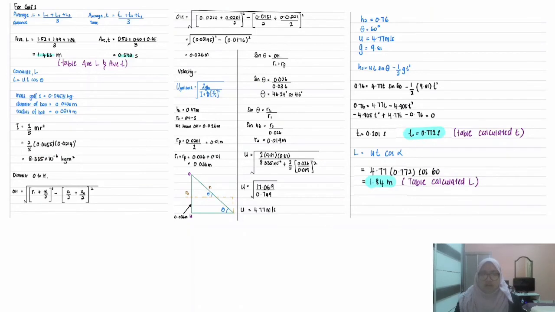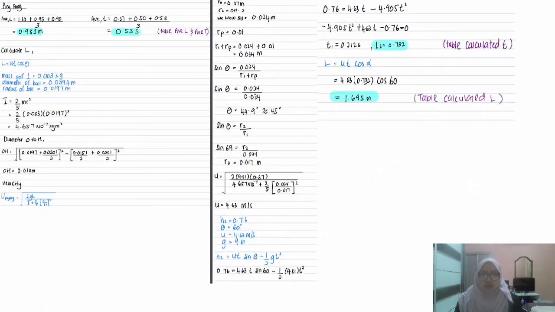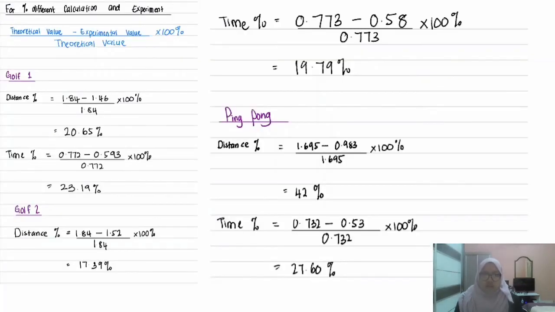This is our calculation to find golf 1, golf 2, and ping pong, and for percent we use the same for golf 1, golf 2, and ping pong. That's all for me. Thank you.